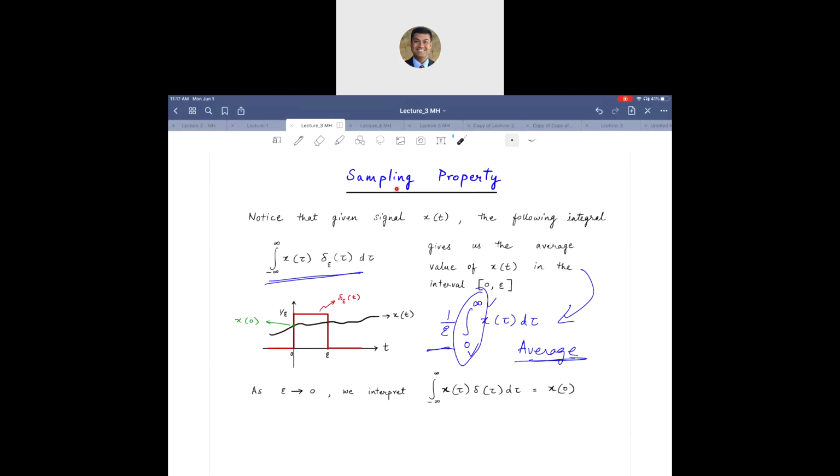Now consider if we are truly looking at sampling, we would want the width of this red rectangle to tend to 0. So as epsilon tends to 0, we are going to interpret that integration of x of tau delta of tau d tau as one value, that is your x of 0. That's essentially the sample or evaluation of that function x of t at time 0. And you're getting that time 0 because the impulse delta is valid at that time 0. For other values, x of 1, x of 2, x of 3, and so on, you would have to have a shifted impulse function, delta of t minus 1, delta of t minus 2, and so on.